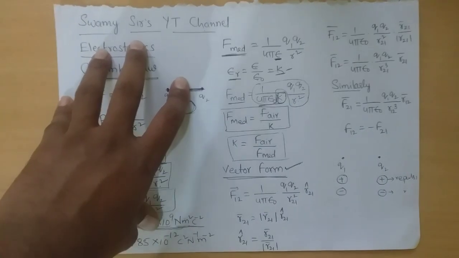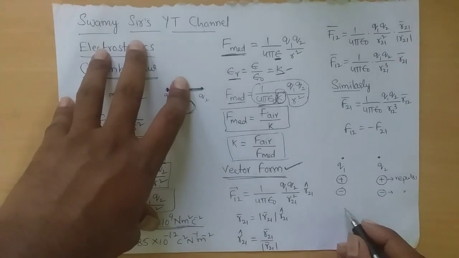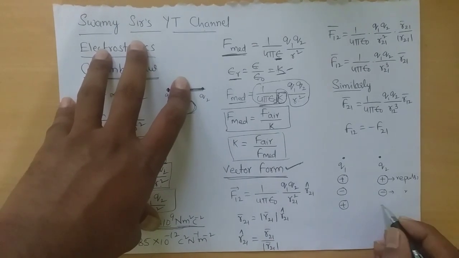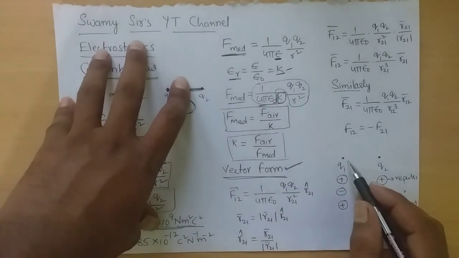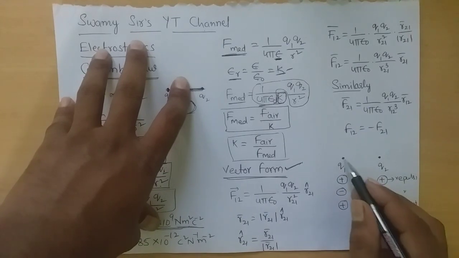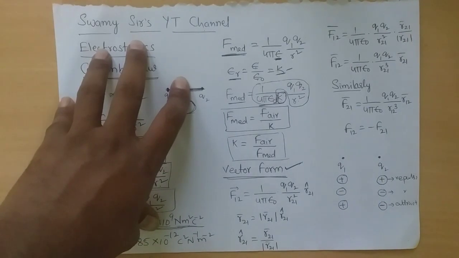Between like charges, repulsion takes place. Unlike, suppose this is the plus and this one is a minus, then attraction takes place. Attraction takes place. Okay, suppose here I am taking the like charges. Like charges means these two are either both positive or both negative.